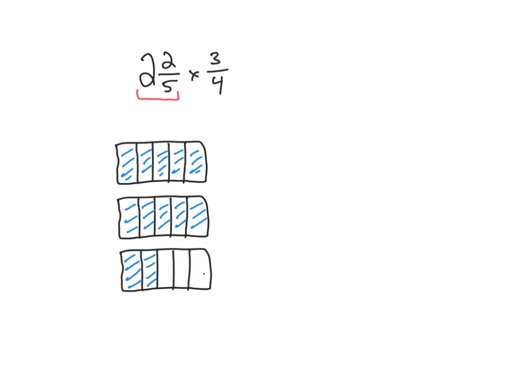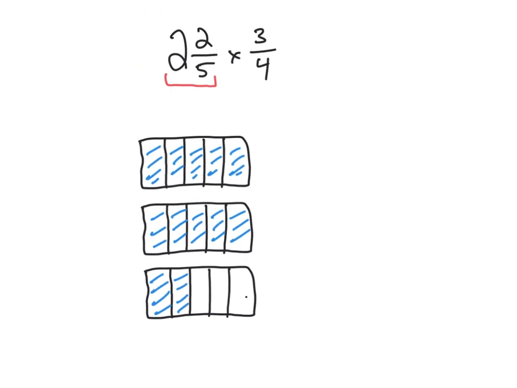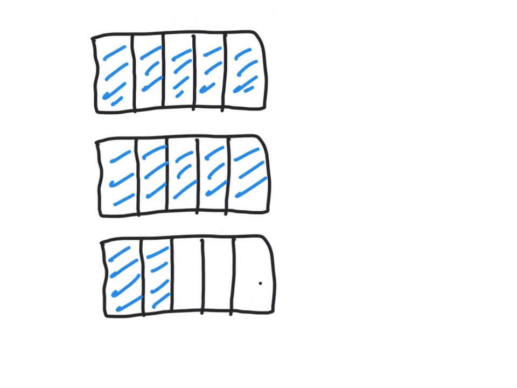Okay? And I'm actually going to zoom in on that because we are multiplying by 3/4. So I'm just going to write 3/4 here just so we remember it. So we're multiplying by 3/4. So now what we're going to do is divide this up into 4 pieces. So there's 2 pieces, 3 pieces, 4 pieces.